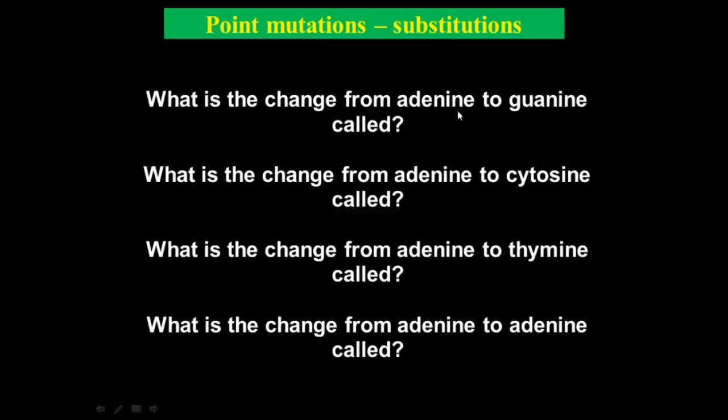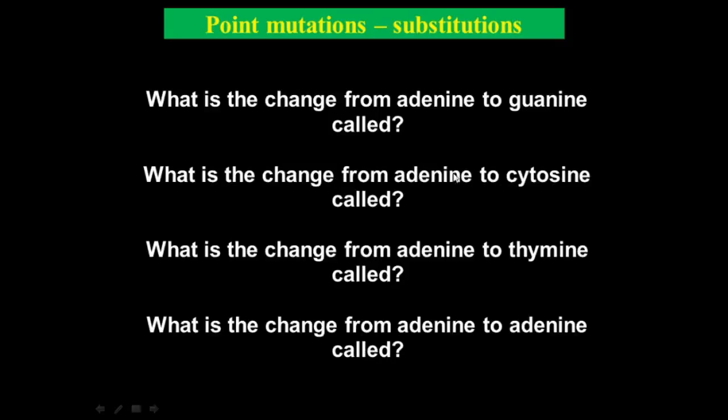What is the change from adenine to guanine? Here we see that adenine is a purine and guanine is also a purine. So the change from purine to purine, or pyrimidine to pyrimidine, is called a transition.